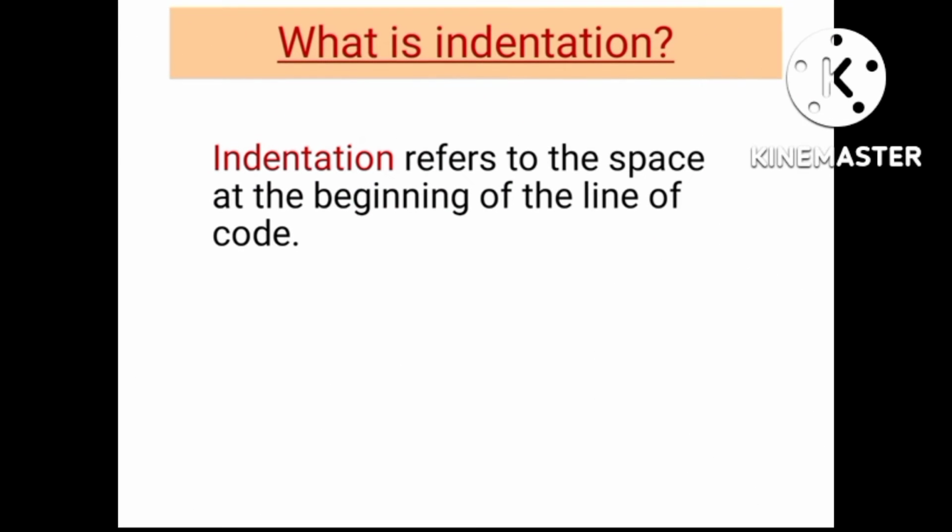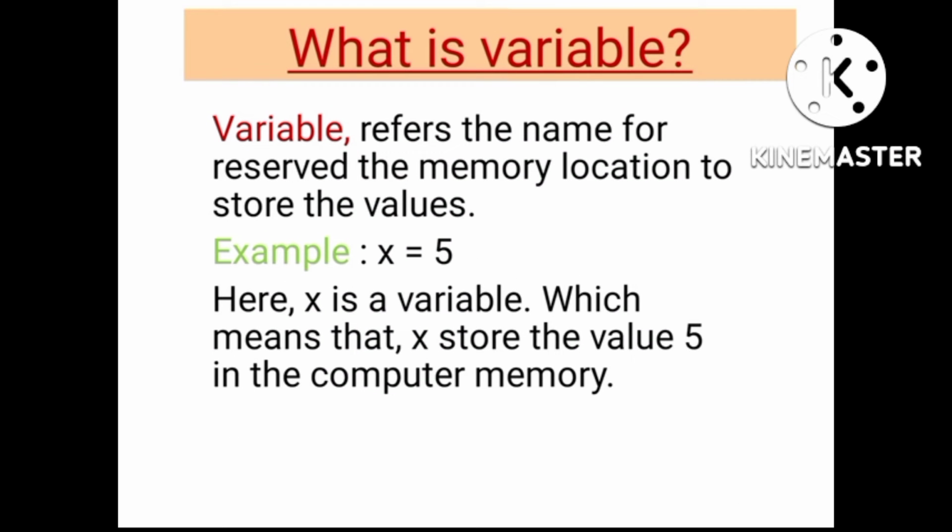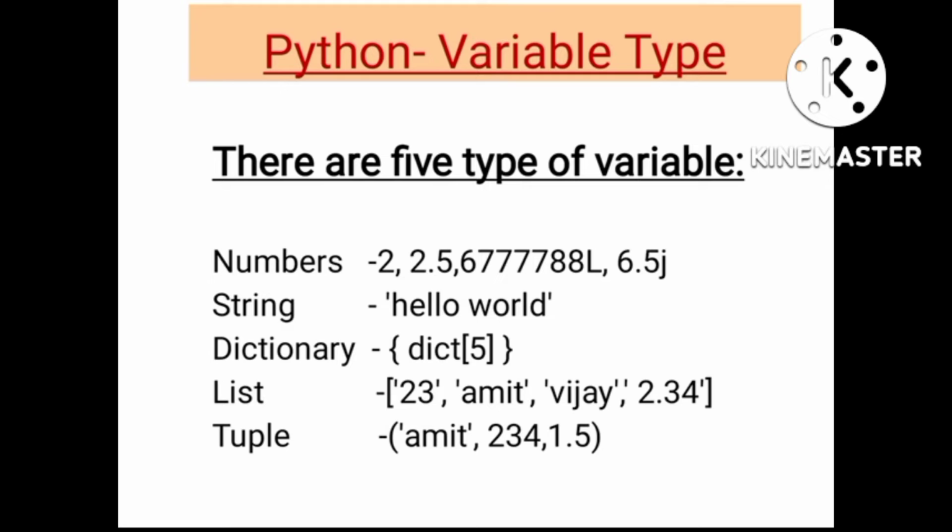Indentation refers to the space at the beginning of a line of code. A variable is a name that reserves a memory location to store values. Example, x equals 5. Here, x is a variable, which means that x stores the value 5 in the computer memory.